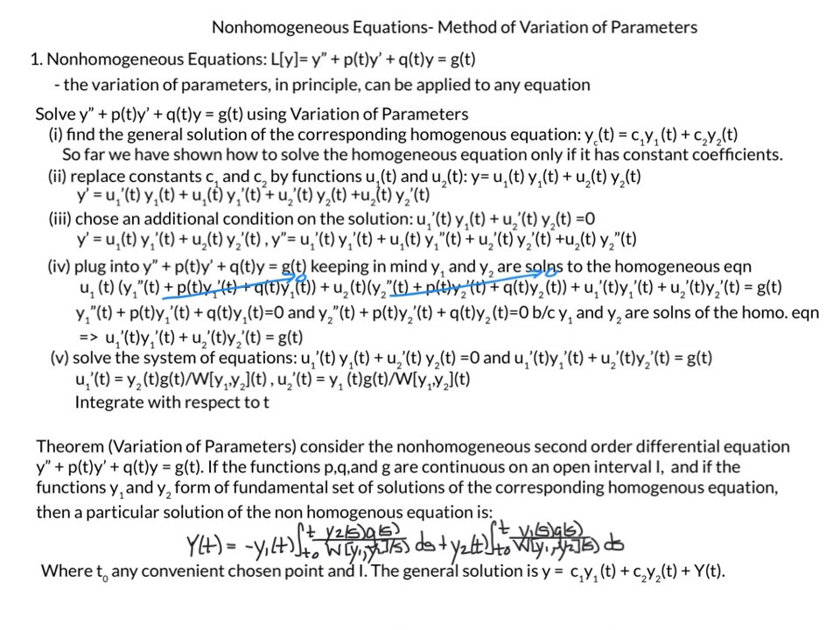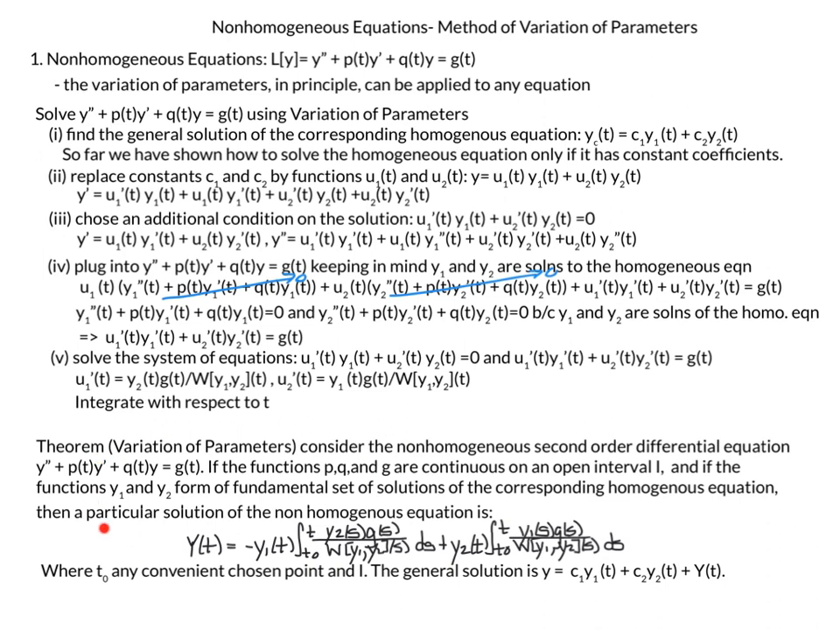And now we have two equations, two unknowns. There is the equation that we got when we plugged y, y prime, and y double prime into our differential equation, as well as the condition that we imposed, that our u1 prime and u2 prime terms sum to 0. Two equations, two unknowns. At that point, it's algebra, maybe some trig, and then an integral. Then we plug it in and we integrate with respect to t.